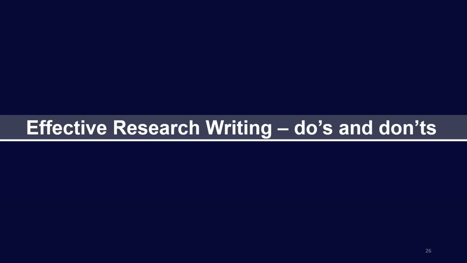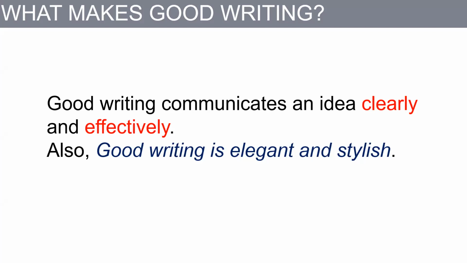Now I come to the core part of this discussion, effective research writing, do's and don'ts. So I'll start with what to write and what sort of things are expected. As far as this discussion is concerned, I think at this moment you are familiar with what is good writing. What good writing does is it communicates an idea clearly and effectively. So nobody will tell you that your writing is bad if you are writing clear and effective sentences. So that is a simple idea.